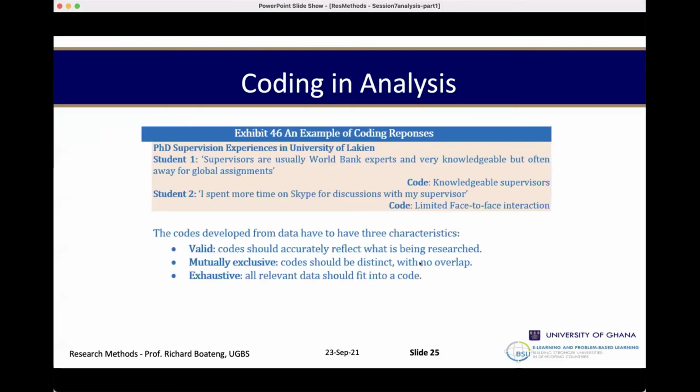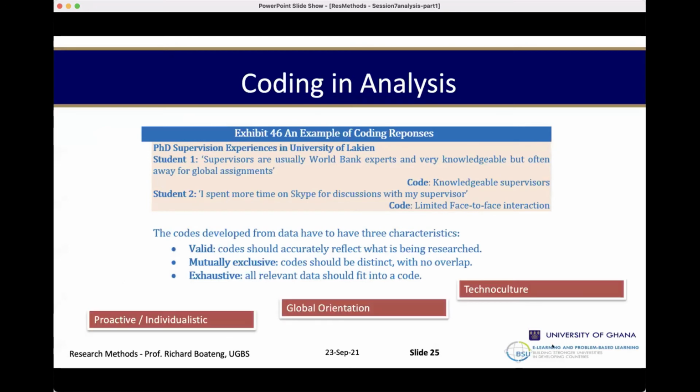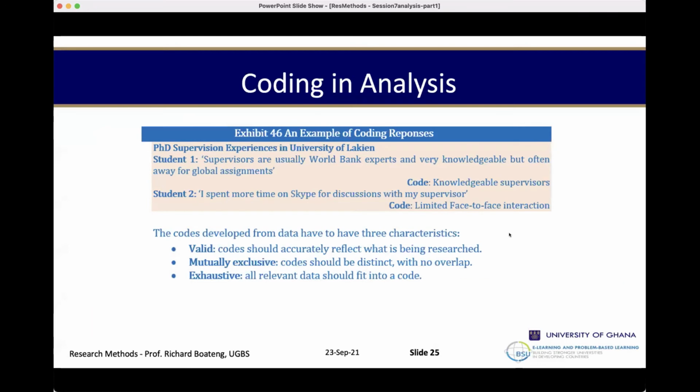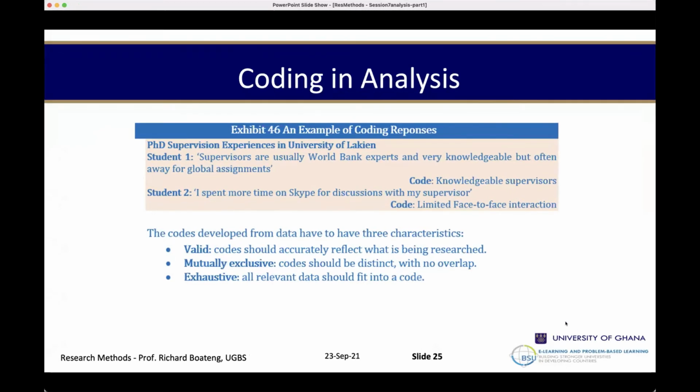So let's look at another example. This one is about doing a PhD in the University of Liking. So, PhD supervision experience in the University of Liking. Two students were interviewed. One student said that supervisors are usually well-known experts, very knowledgeable, but often away for global assignments.